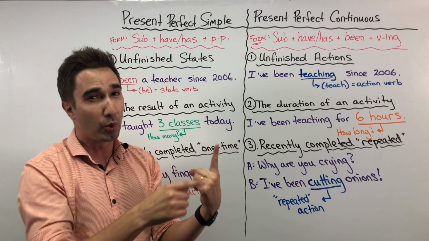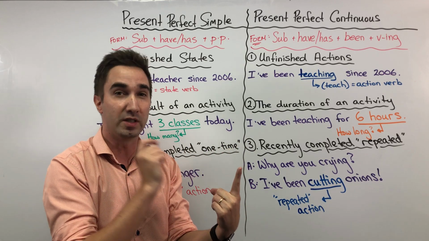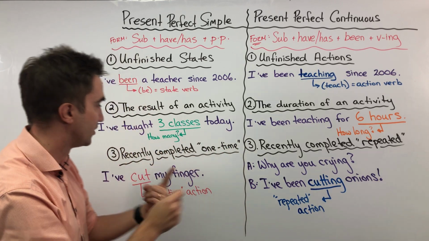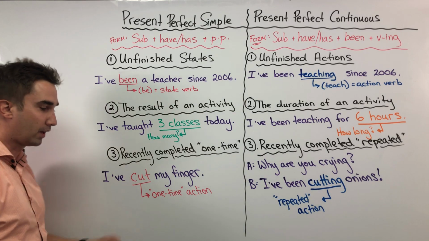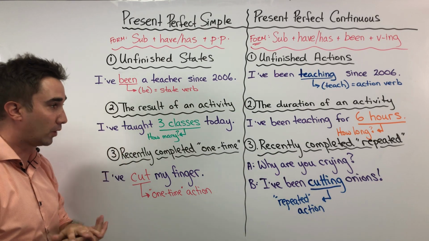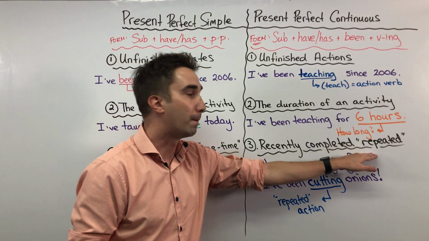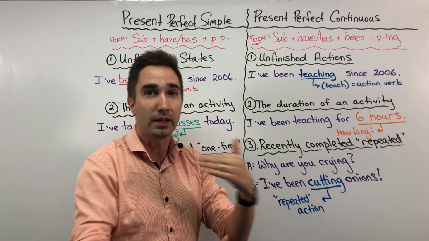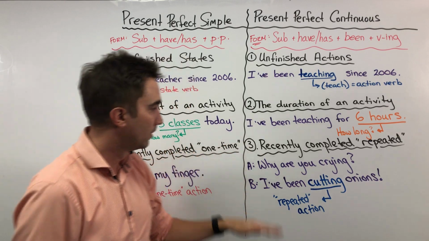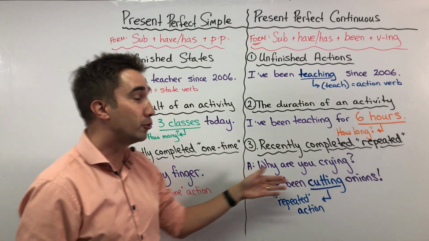So this is really important. We have to be able to see the result of the activity or the result of the action. I have cut my finger 1 time. Okay? Next, we're talking about recently completed repeated actions. So again and again and again. So maybe my friend asks me, why are you crying?